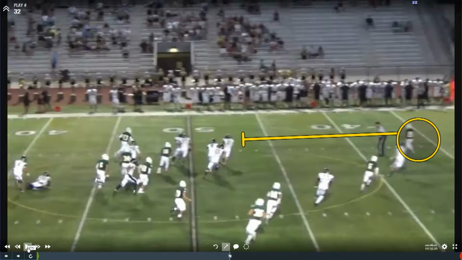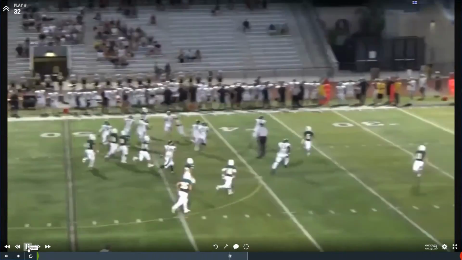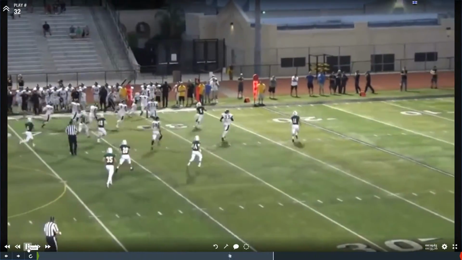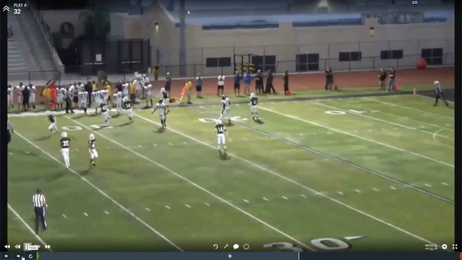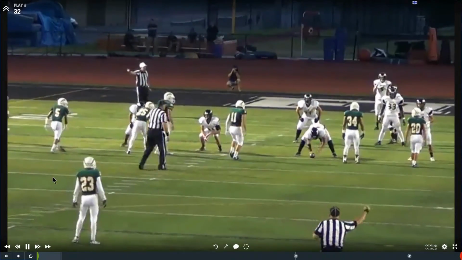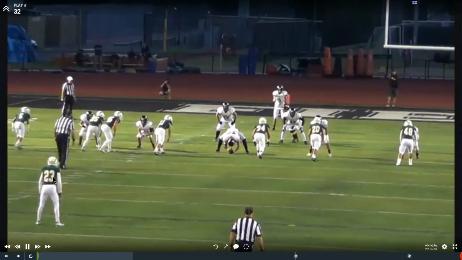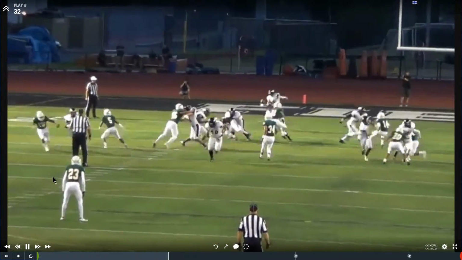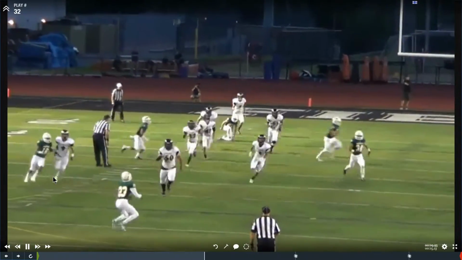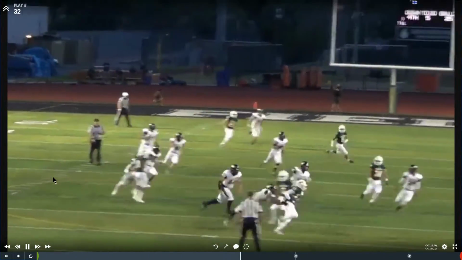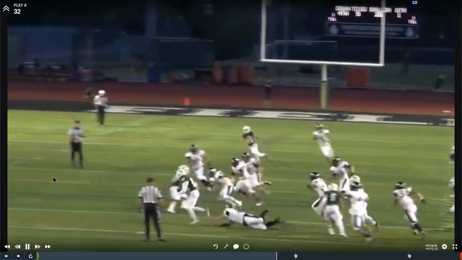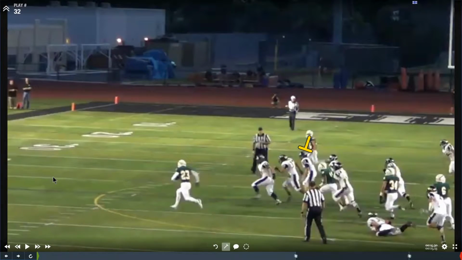I'm going to let this run in real time. You can't see the hit that well from this angle, but you will from the next. Here we see the same play from the end zone. There are the two players involved.